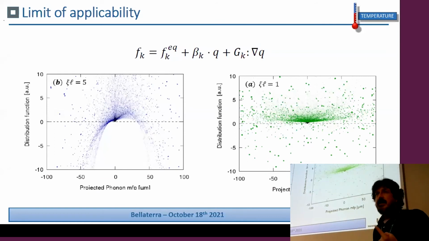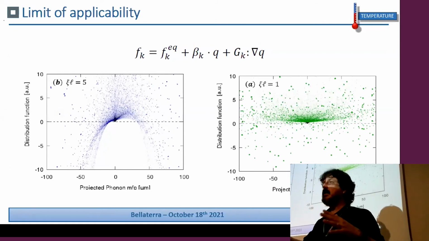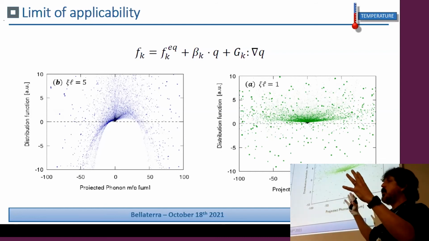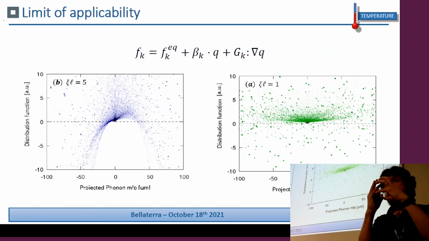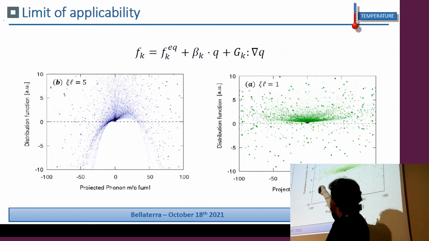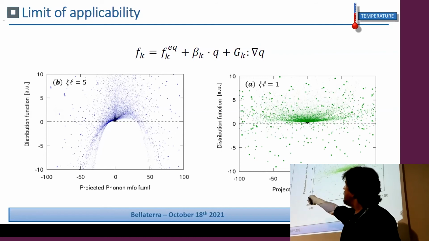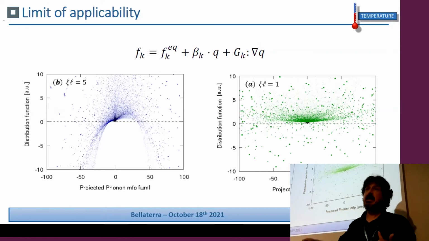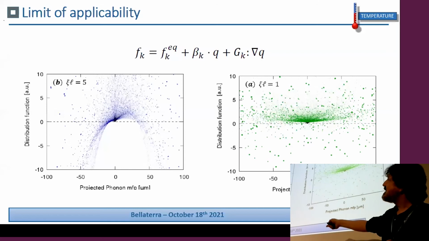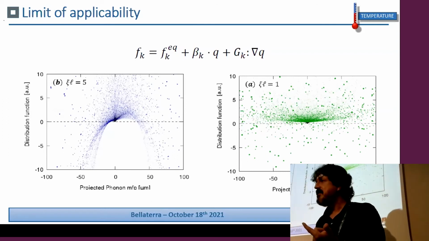Okay, the other thing is that I have said that we have a limit of validity of our model. And this means that when you go to very small structures, you will get incorrect predictions. And what we have observed is that when you plot delta F, which is the distribution minus the equilibrium one, depending on the size and on the mean-free path of the phonon, you will get a lot of phonons with negative value of delta F.